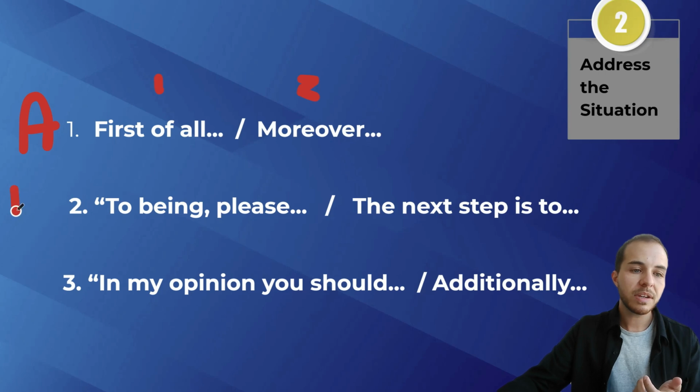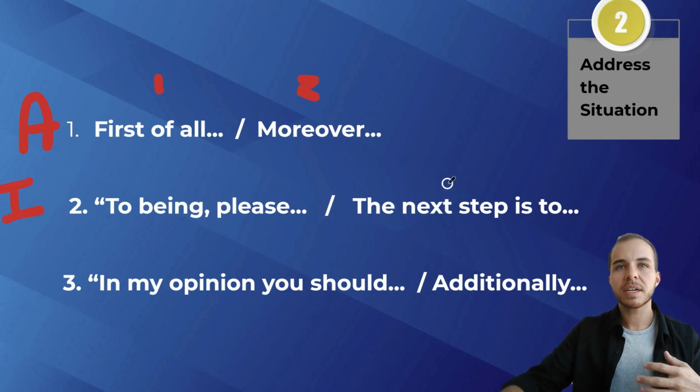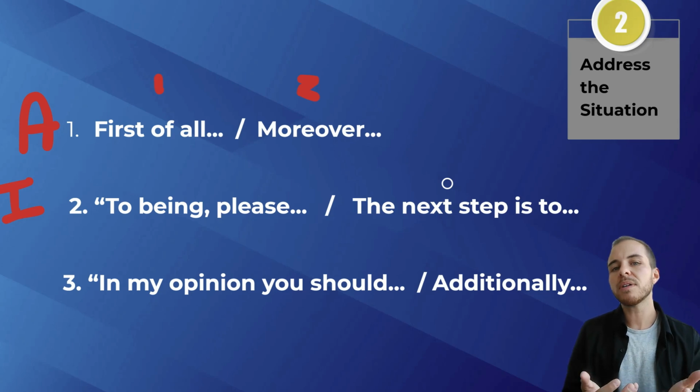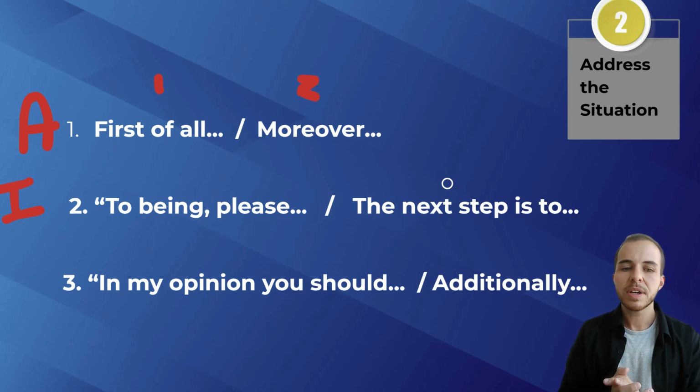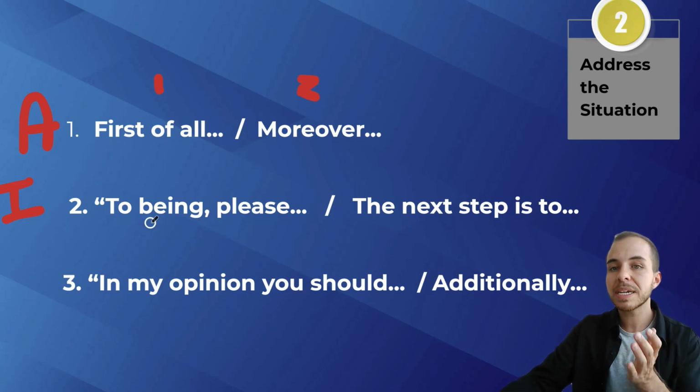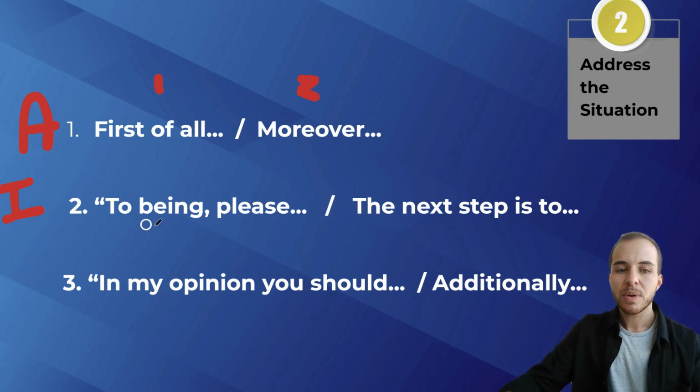If you have to give instructions, like giving directions to someone or instructing them how to open a file, which is a very common topic, you can say, "To begin, please. The next step is to." So to begin, or firstly, to begin, you must. The next step is to. You can see that we're using steps, step 1, step 2, step 3, because they are instructions.